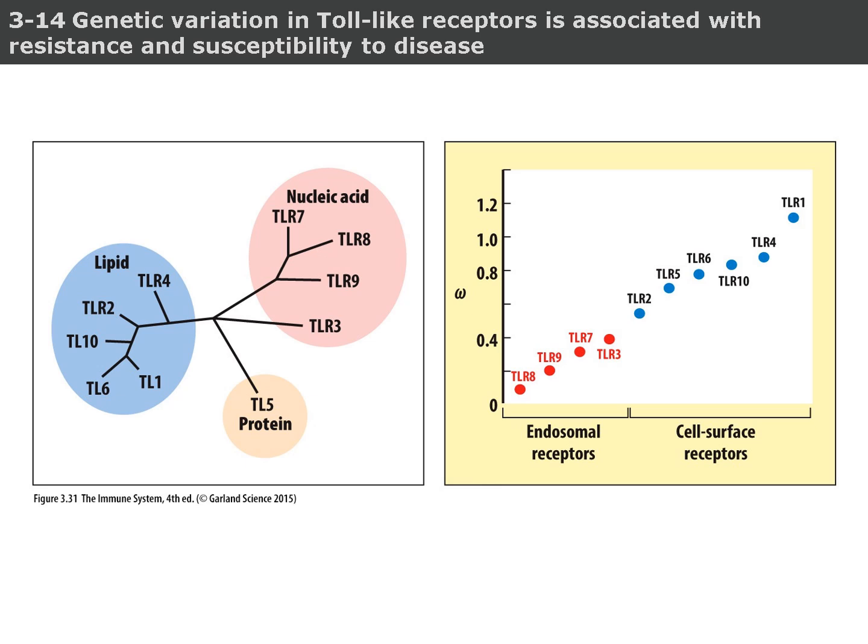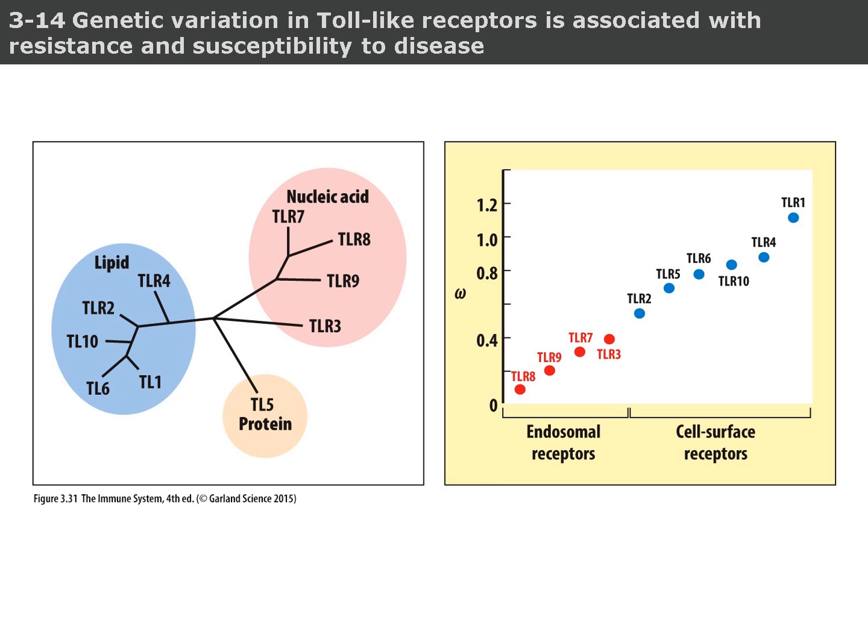On the left, a phylogenetic tree groups toll-like receptors based on the types of microbial molecules they recognize. Those that detect lipids, such as toll-like receptors 1, 2, 4, 6, and 10, are clustered together in a blue-shaded area. Receptors that detect nucleic acids, including toll-like receptors 3, 7, 8, and 9, form a separate group highlighted in pink. Toll-like receptor 5, which recognizes proteins such as flagellin, stands alone in the yellow-shaded section.